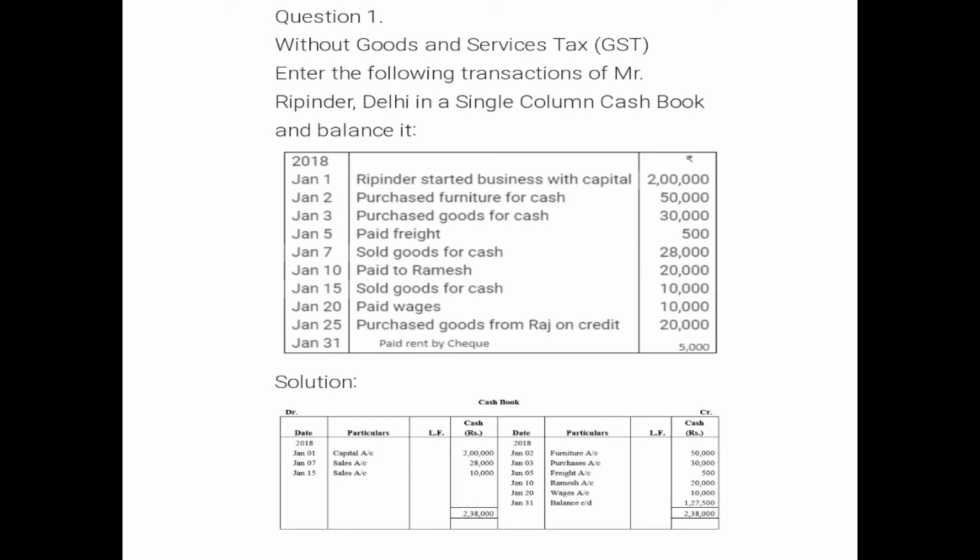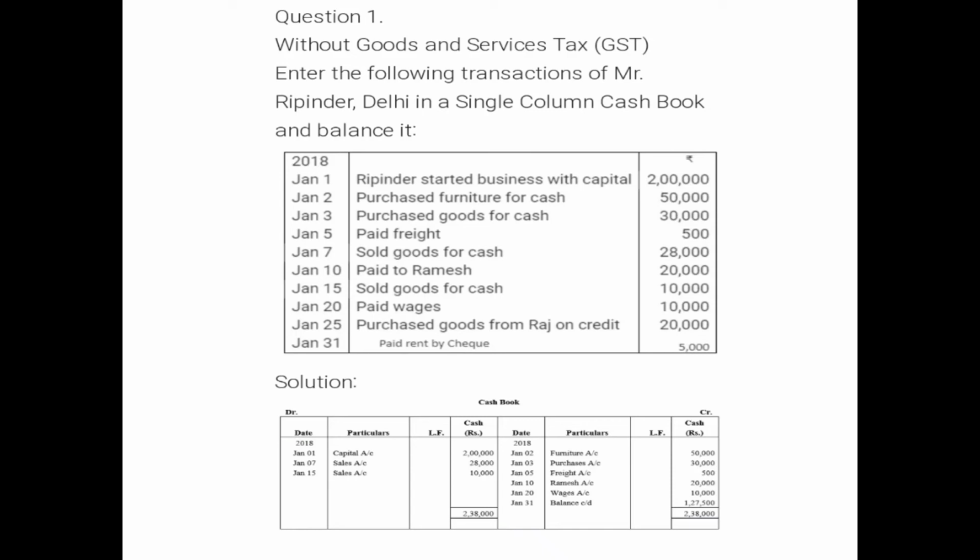On January 15, sold goods for cash. Since the amount is being received on the sales, again it will be recorded in the debit side as sales account 10,000. Then the wages are being paid. It's an expense. It will be recorded in the credit side under the wages account.